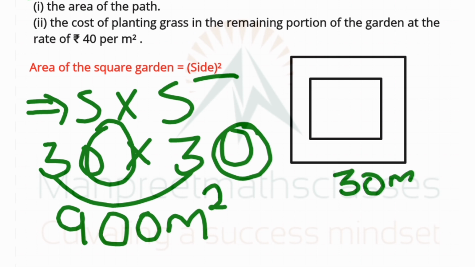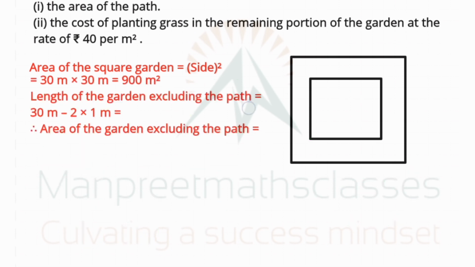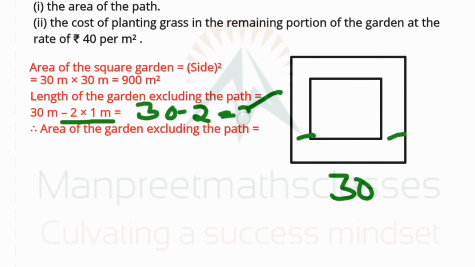Now we will calculate length of side excluding path. So what we are going to do, in a question they have said 1 meter path is built. So this is 1 meter, this is 1 meter. Now you are going to subtract 1 and 1, that is you will subtract 2 from 30 to get this one side. So let's write it. Now length of the garden excluding path, so 30 meter minus 2 into 1, because 1 is from this side and 1 is from this side. So 30 minus 2 gives you 28. So 28 meter is the length of the garden excluding the path.